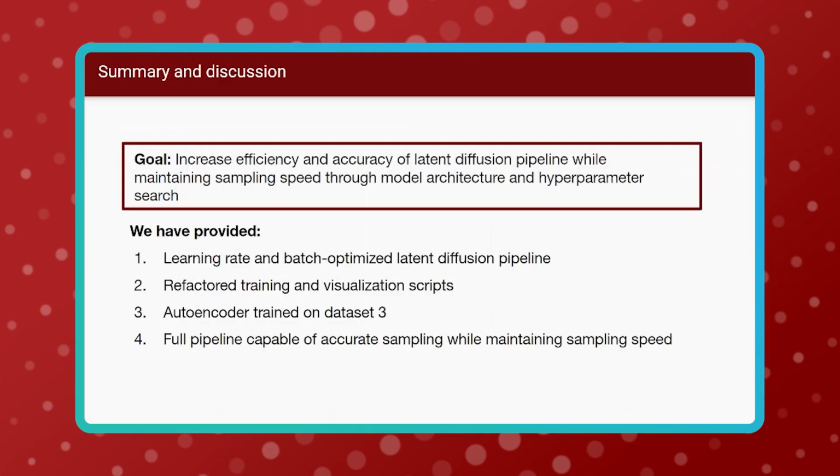So in summary, our ultimate goal was to increase the accuracy and efficiency of our autoencoder through to a latent diffusion pipeline. Through our hyperparameter search, we have provided: 1, a learning rate and batch size optimized latent diffusion pipeline; 2, refactored training and visualization scripts; 3, an autoencoder trained on dataset 3; and 4, a full pipeline capable of accurate sampling while maintaining a reasonable sampling speed.